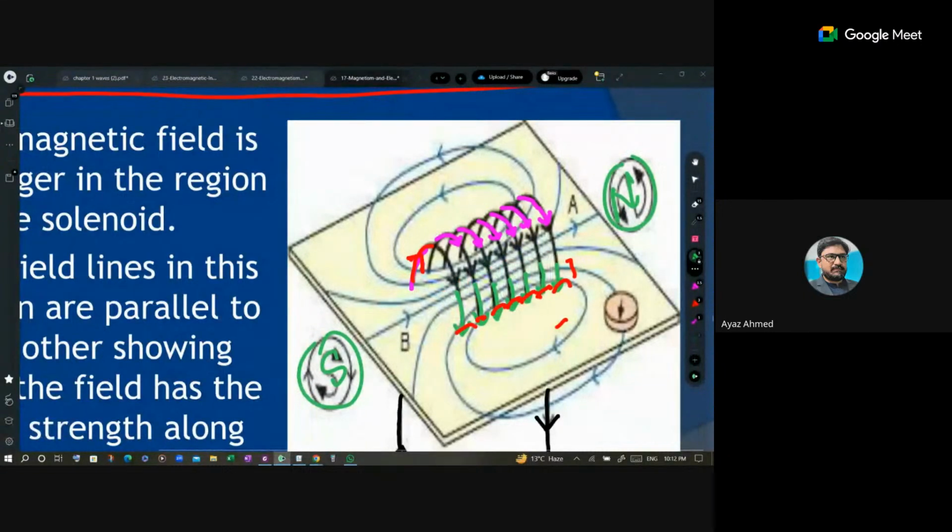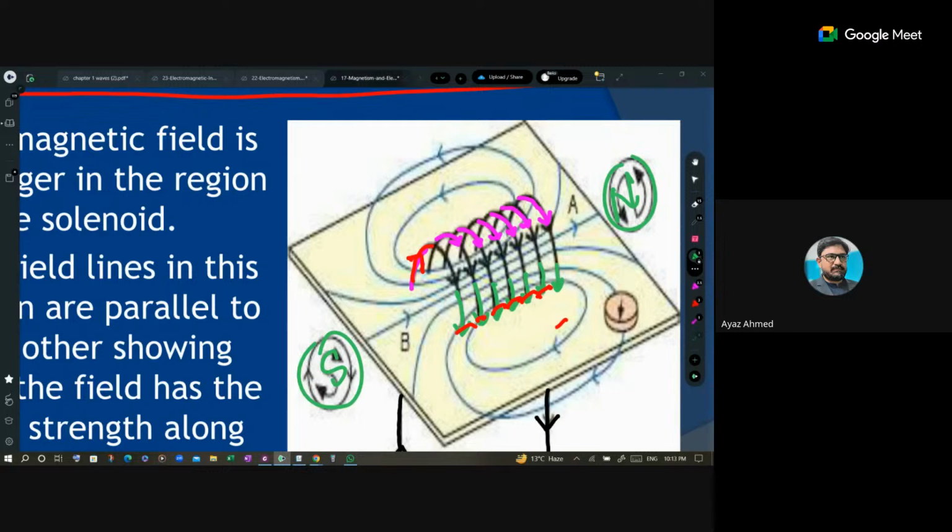Your nails are pointing in the direction of these green arrows. So, where will your thumb be pointing? Towards A or towards B? Towards A.